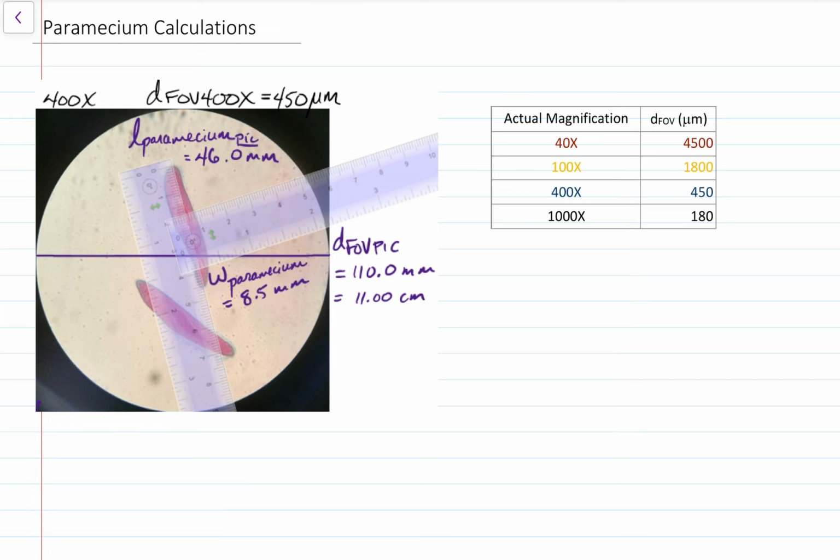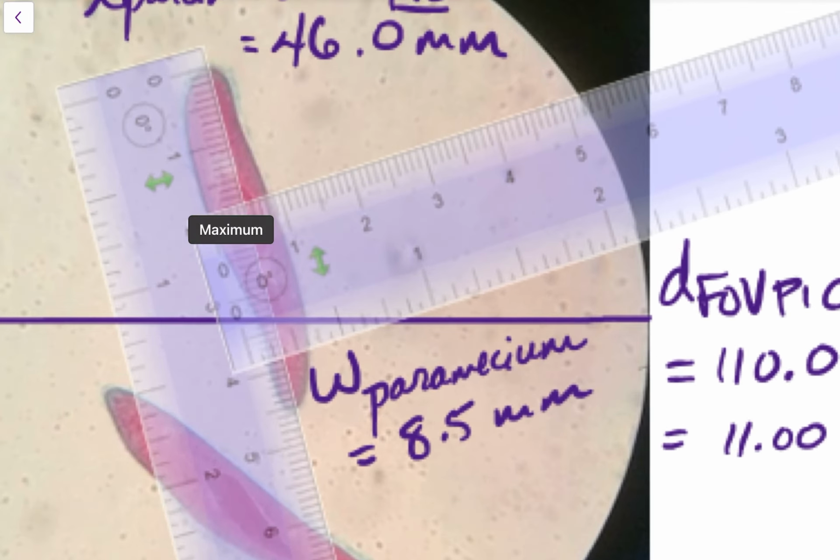All right, so we're looking at the length and the width of a paramecium, so our paramecium dimensions, and this is from the physical hard copy handout that I gave you, and we did some measuring. And so we found in the picture that the length of the paramecium was 46.0 millimeters, and we found that the width was 8.5 millimeters. And we can see that in the image here, which I've cropped.